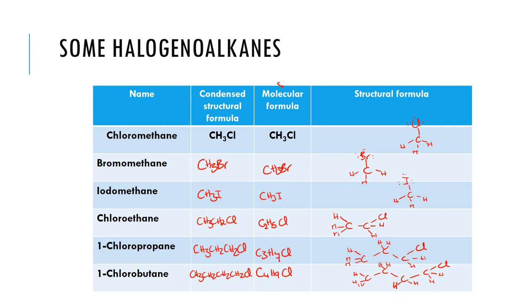Just a quick note on this. These aren't all part of the same homologous series. Chloromethane, chloroethane, 1-chloropropane, and chlorobutane would all be part of the same homologous series. But because the others contain a different number of halogens or a different halogen, the identity of the halogen is different, they are actually not part of the same homologous series. So this one itself would be a different one, and the iodomethane would also be a different homologous series to the others.